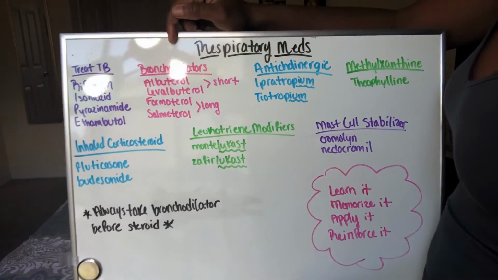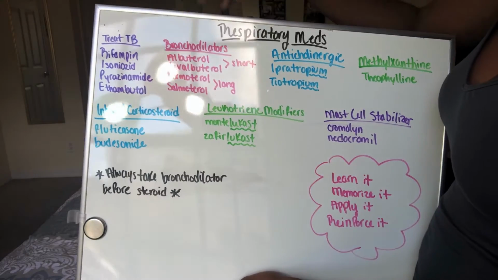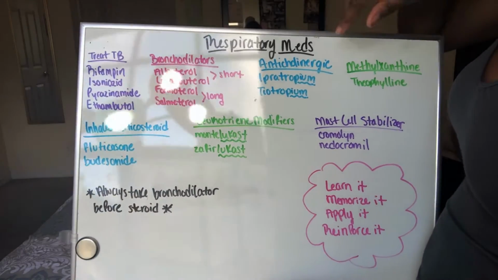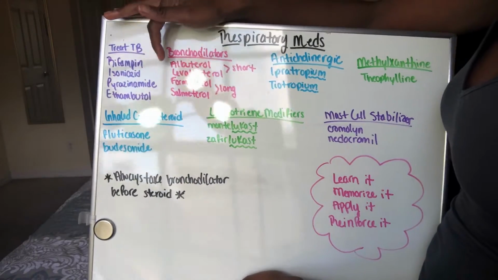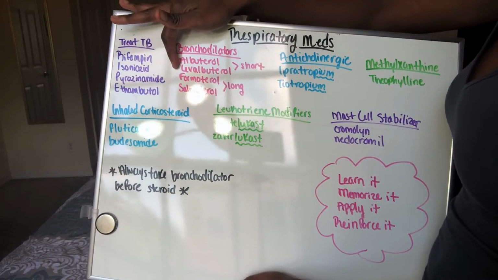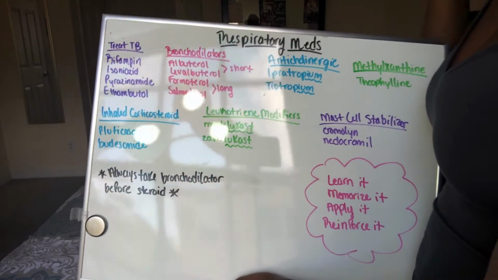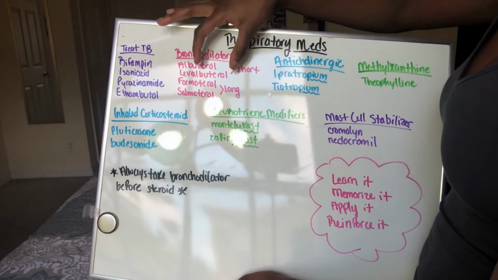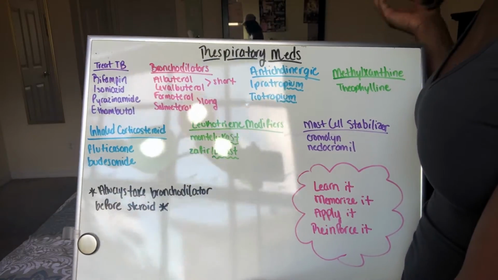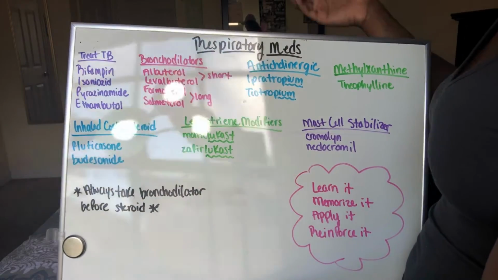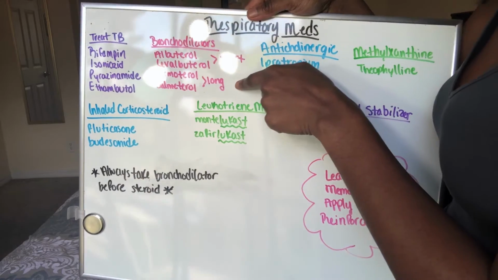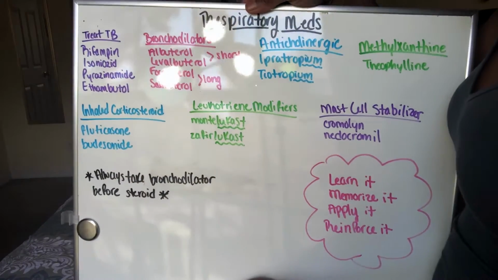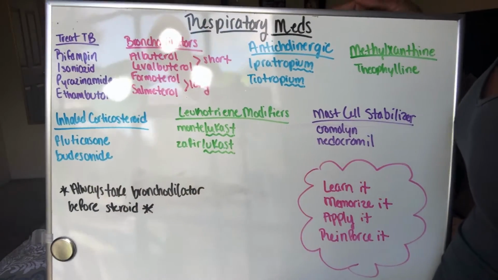So then we have bronchodilators, and with the bronchodilators, they all end in like terol. We have albuterol and we have levalbuterol that are short acting. That's super easy because you have albuterol and then the other one literally has the word albuterol in it. So I know that both of those are short acting. And then we have formoterol and salmeterol, which are long acting. So those two you just have to memorize.